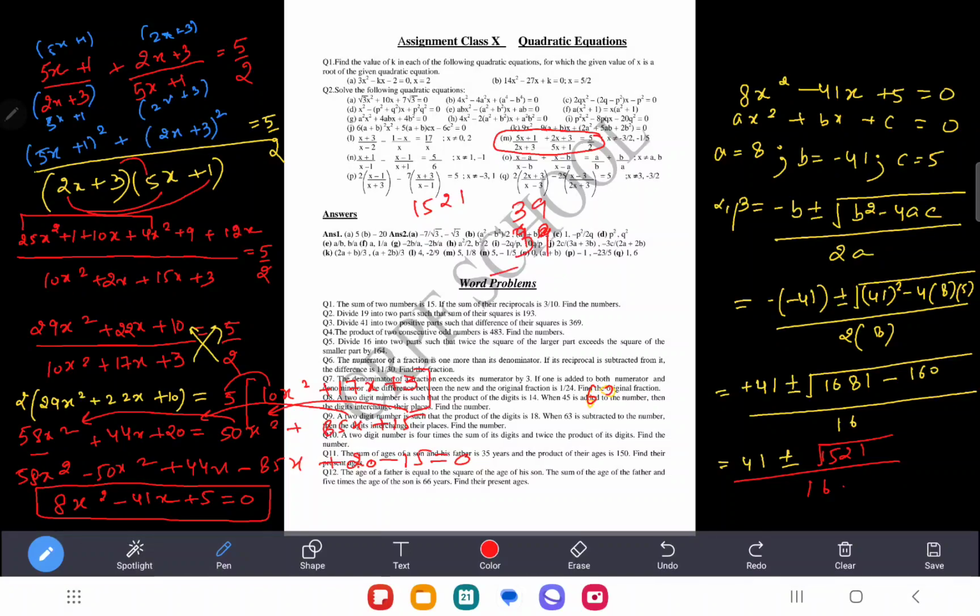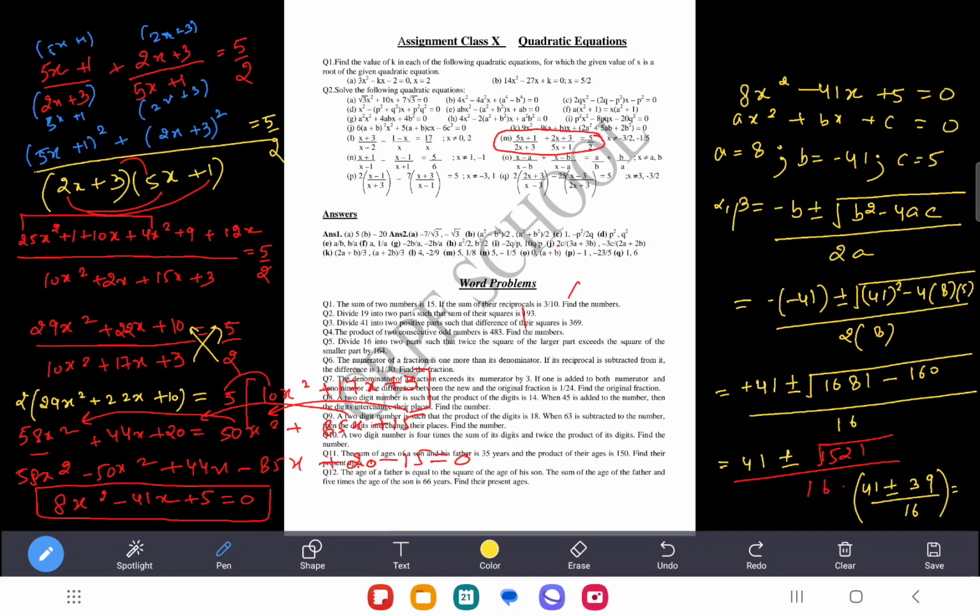Let's do that. 9 times 9 is 81, and 3 times 9 is 27, and so on. Do you understand? So basically this seems to be 39 square. So my answer here shall be 41 plus minus 39 by 16. Simple. And solve this once you take plus and once you take minus.